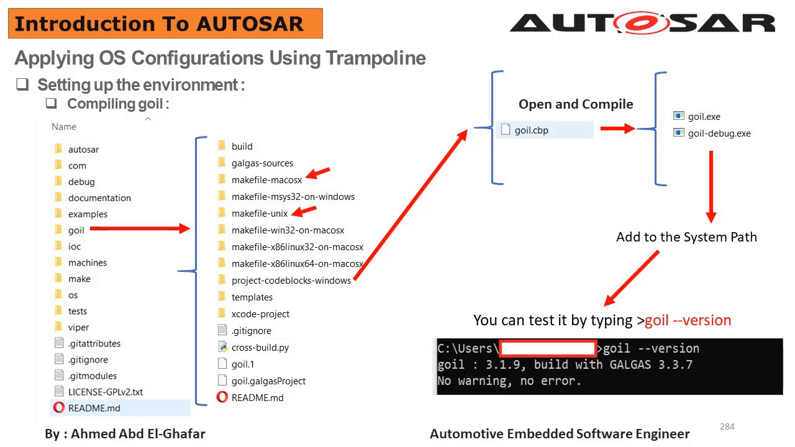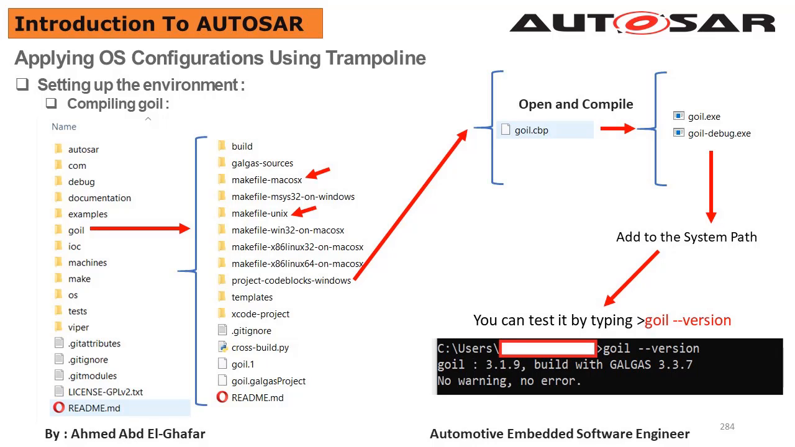But if you are a Windows user, you can check the project created in the GOIL folder, and you can open it using Code::Blocks and click compile. Okay, it will generate two executable files which you need to add to the system path. After that you need to type ./build.py release. If everything went well, a GOIL executable is generated. You can also compile it, as I said, using the Code::Blocks IDE by opening the project and building it, which will give you these two executables.